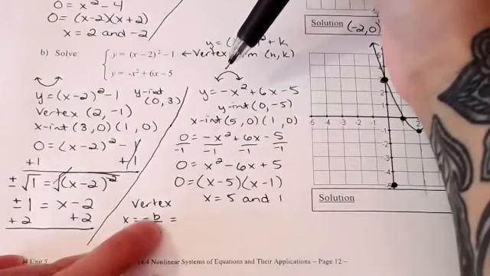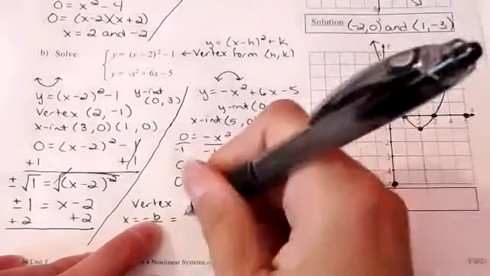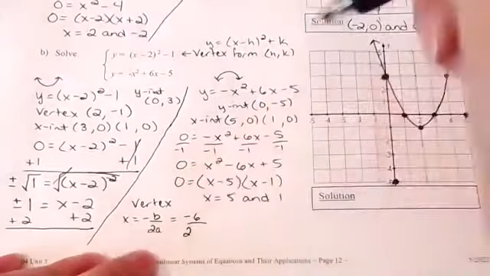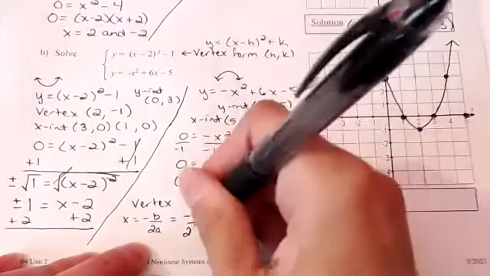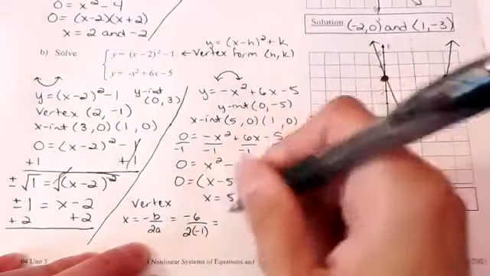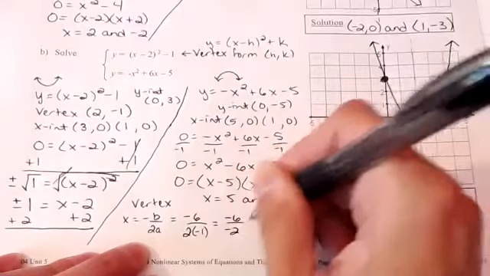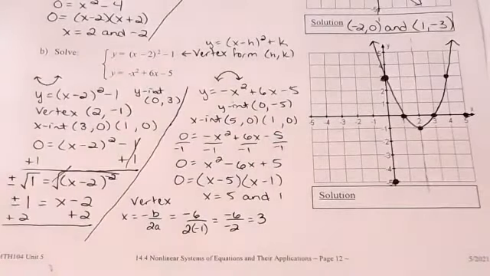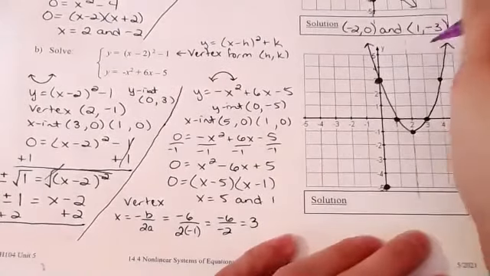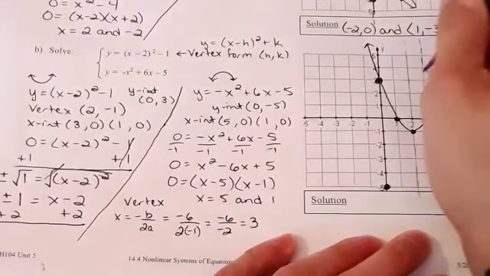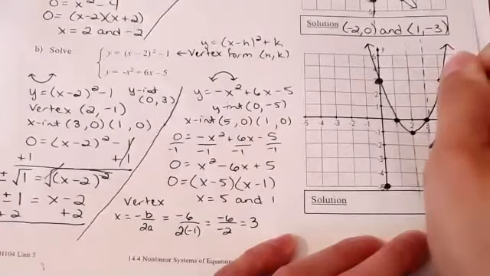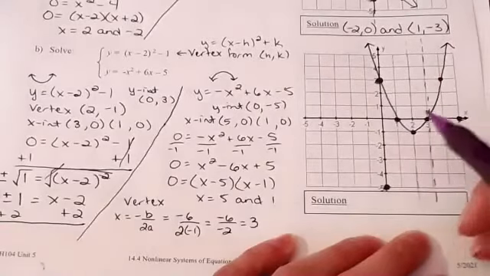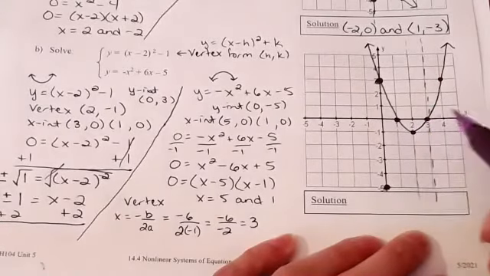So we have negative b is negative 6 over 2 times a, and a is a negative 1. So it gives me negative 6 over negative 2, which is a positive 3. So my axis of symmetry is x equals 3. So I know that for my second parabola, it's going to go through this dotted line, right? Which actually makes sense. I'm 2 away from this dotted line. I'm 2 away from this dotted line.